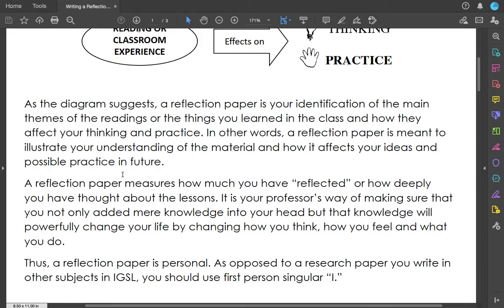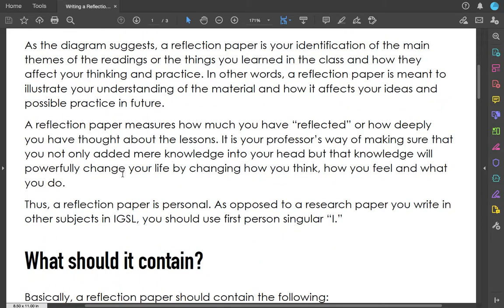We have ISG groups. So that's when your ISG leader gets to monitor you personally, your progress, the things you need to do. So in other words, IGSL is about your transformation. We really want to see not just someone who finishes a degree, but someone who gets transformed in the process. So one of the ways, again, not the most important way, but one of the ways for your professors to assess that is through your reflection paper.